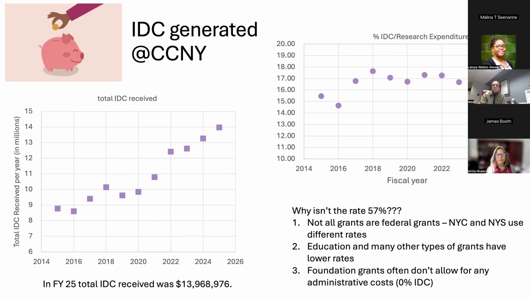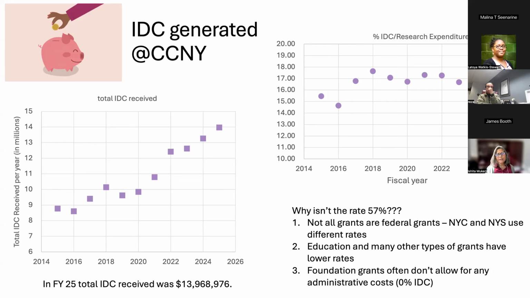But let me just finish with this first, just to say that our effective rate here, again, is around 17 to 18%. So why is the effective rate lower than our actual negotiated rate? A couple of different reasons for that. One big reason is that not all grants are federal grants. New York City and New York State use different rates. Foundations, in fact, tend not to use the federal rate at all. They often will have a 0% IDC or at best 15%.